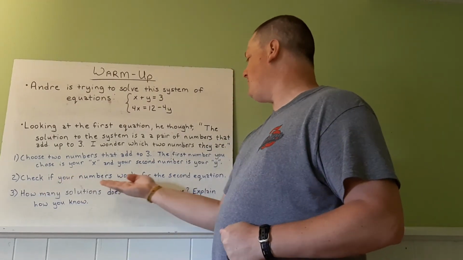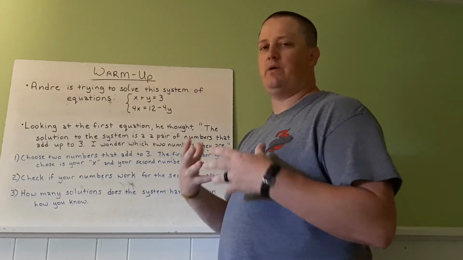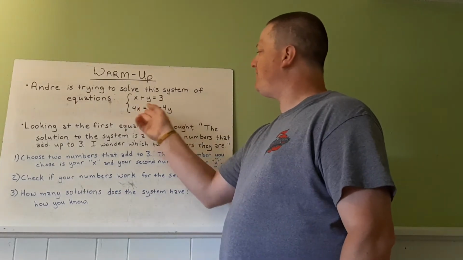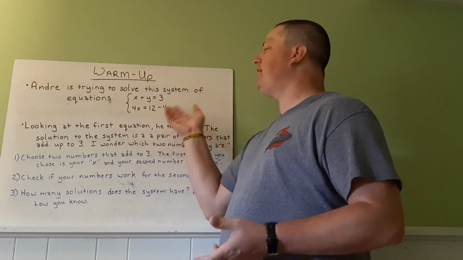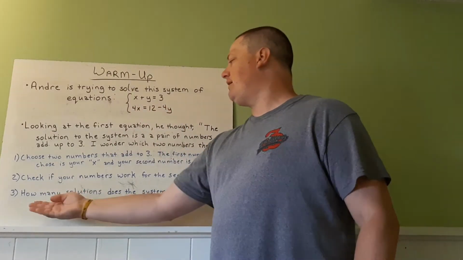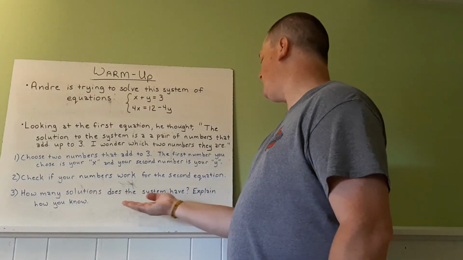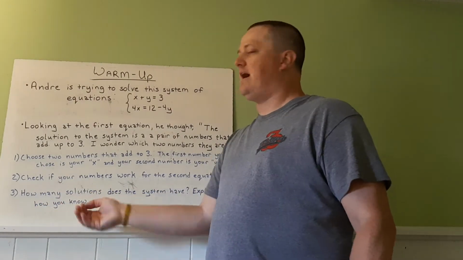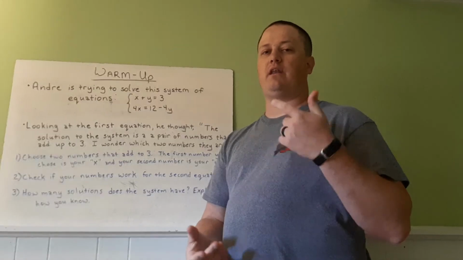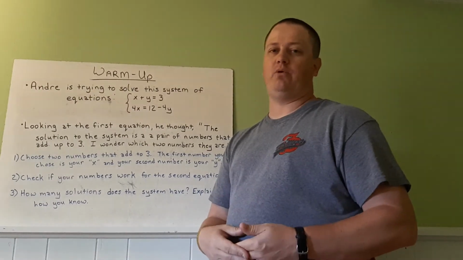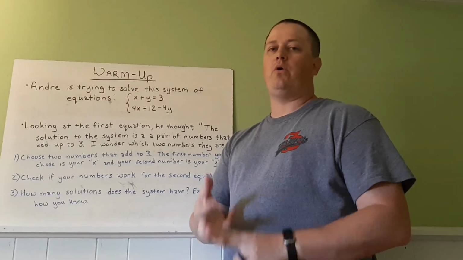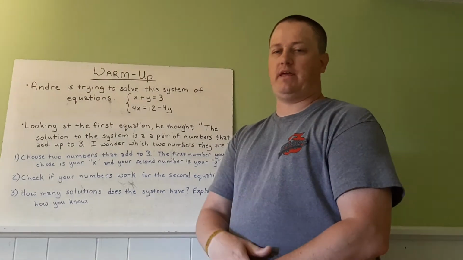Then check if your numbers work for the second equation. So whatever two numbers you pick, put them in for the x and the y, do the math, and see if it's equal. All right, and then you're going to make a decision. How many solutions does the system have? Explain how you know. Do you think it's going to have 0 solutions based on the work you've done? Only 1? Or do you think it's going to be pretty much everything?